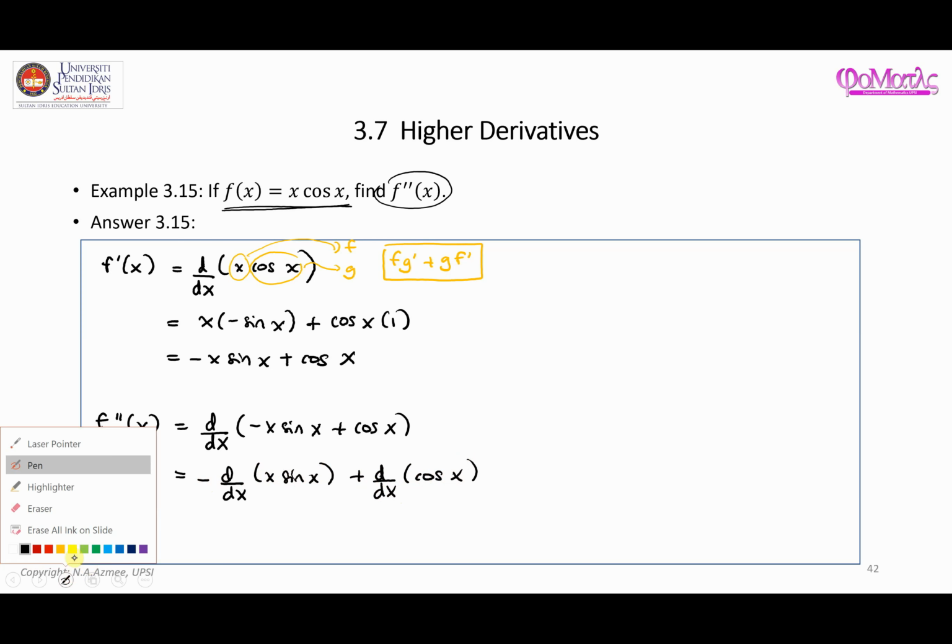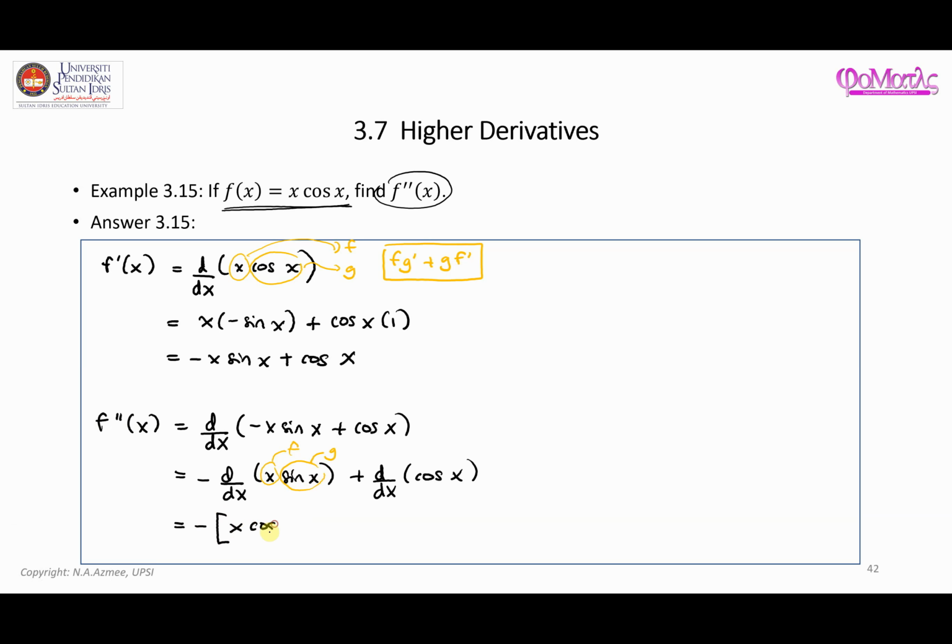Now in a similar manner, of course, you can think of this as f and this one as g. Okay, and we can find the derivative of that function, which is going to be equal to negative x. So you differentiate this, you will get cos x plus, this is sine x. Differentiate this, you get equal to 1. So I'm just going to leave it as it is. Now differentiate this, you will get negative sine x.